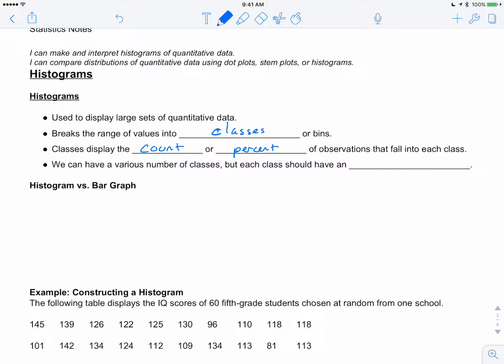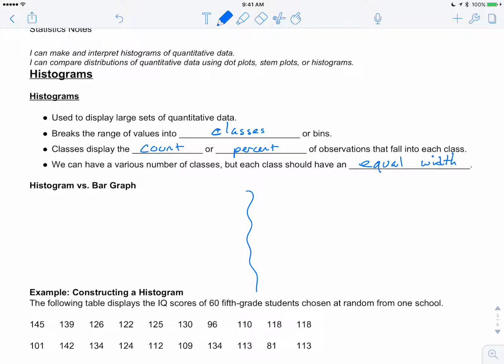We can have a various number of classes, but each class should have an equal width. Again, this is so that people can't take advantage of that, because they might make a class really big or really small to make their graph look a certain way to sell a product or misinform certain people and so on. So to be ethical, you've got to have your histogram have the same equal width for each class.